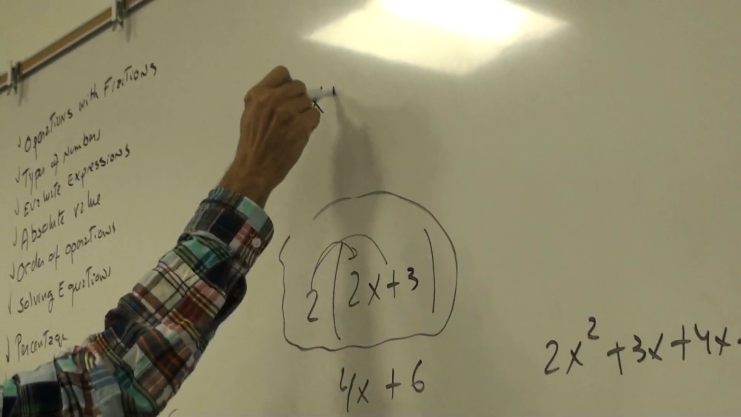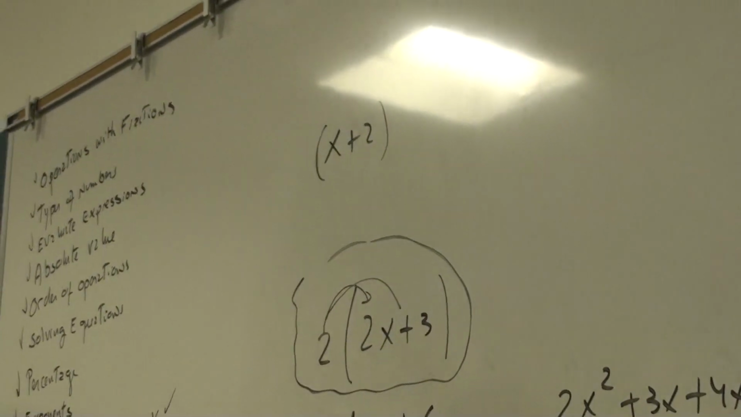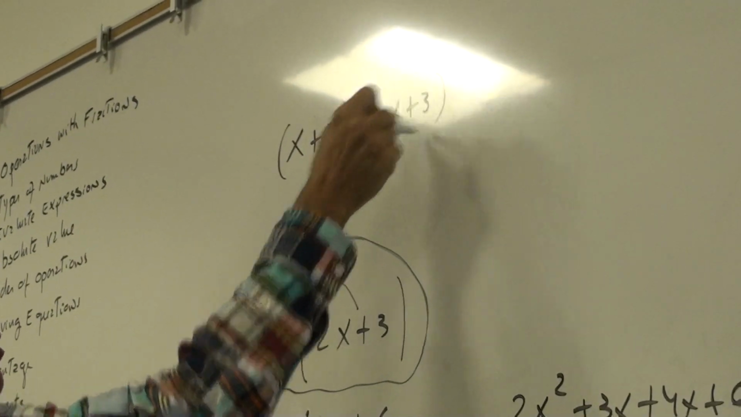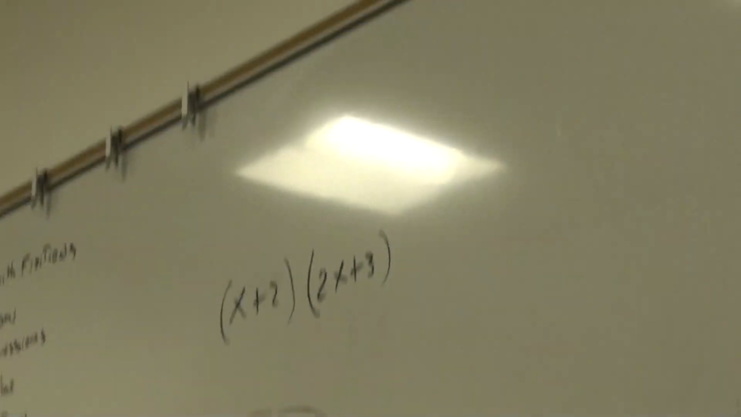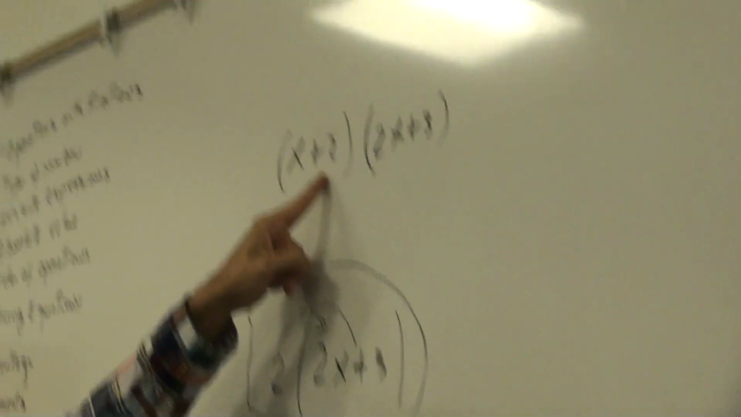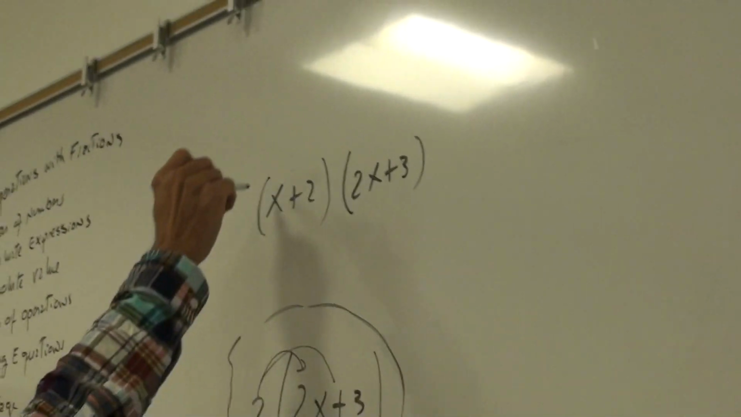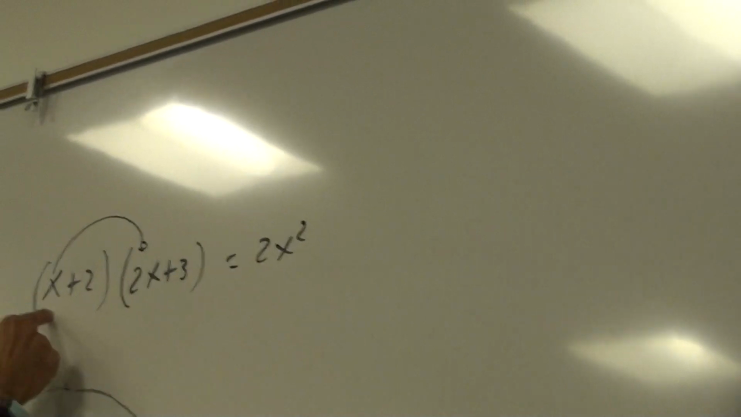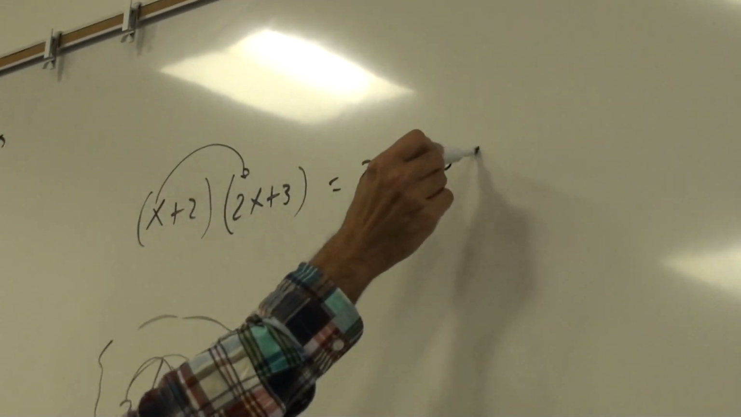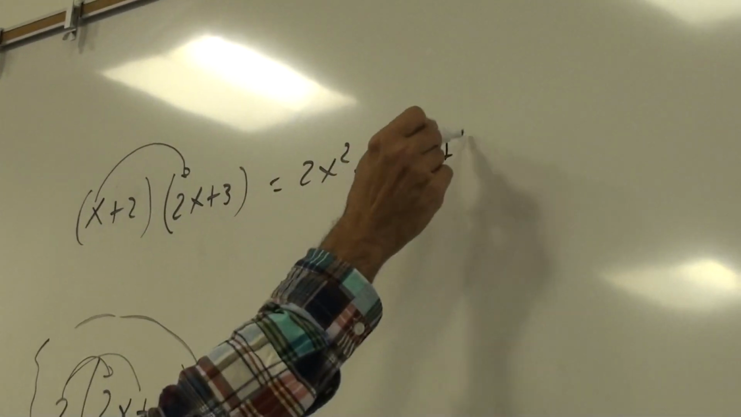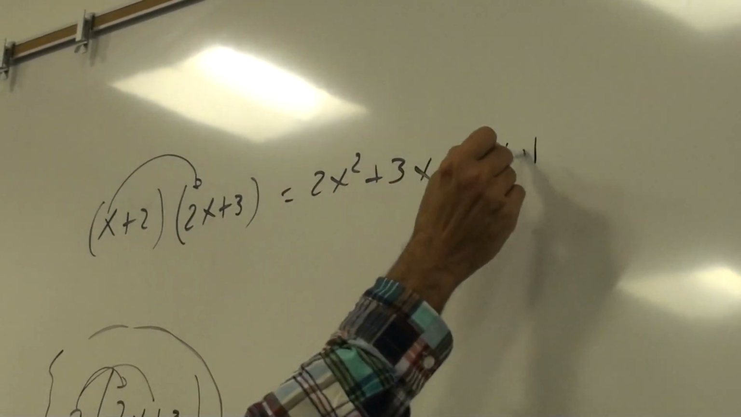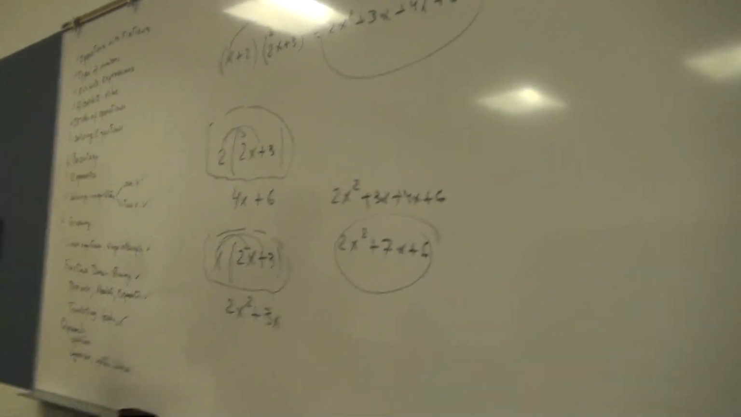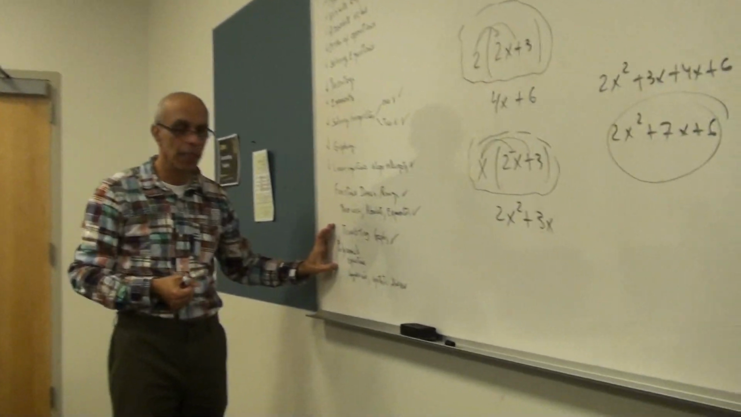Now if I multiply x plus 2 times 2x plus 3, how do we solve that? Well, the same way, we distribute. It's called the FOIL method. First, we multiply this guy times this guy. It will be 2x squared. This guy times 3 is 3x. 2 times 2x will be 4x. And then 2 times 3 is 6. And that is exactly what we have here, okay? So this is multiplication of polynomials.